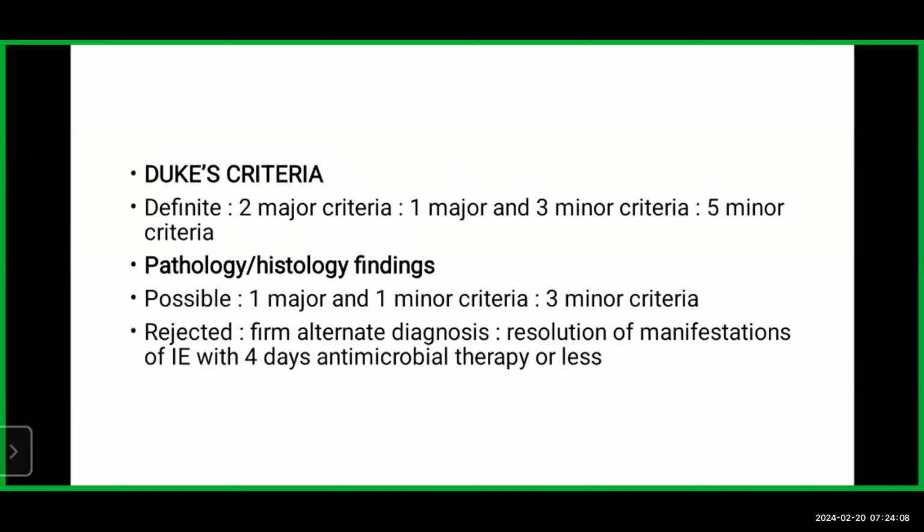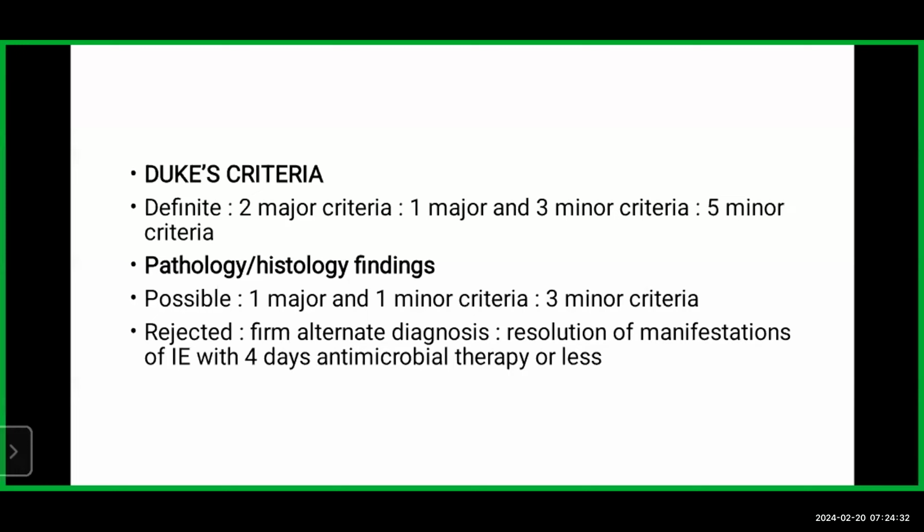So to make a diagnosis from the Duke's criteria, you need 2 major, or you need 1 major and 3 minor, or you need 5 minor. So for Duke's, for IE, you can have definite, possible, or rejected. Definite is what I talked about earlier. Then possible is you have 1 major and 1 minor, or you have 3 minor.